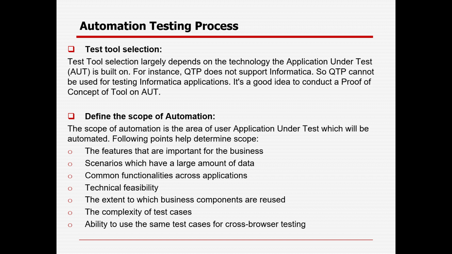Then define the scope of automation. The scope of automation is the area of the application under test, or AUT, which will be automated. When you define the scope of automation, you need to remember a couple of important points. The features that are important to the business, you should automate first. Scenarios with a large amount of data, common functionality across the application, technical feasibility, the extent to which business components will be reused, the complexity of the test cases, and the ability to use the same test cases for cross-browser testing as well. These are the different things you need to consider whenever you define the scope of automation.